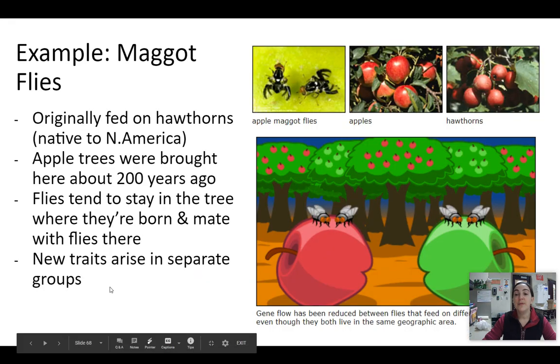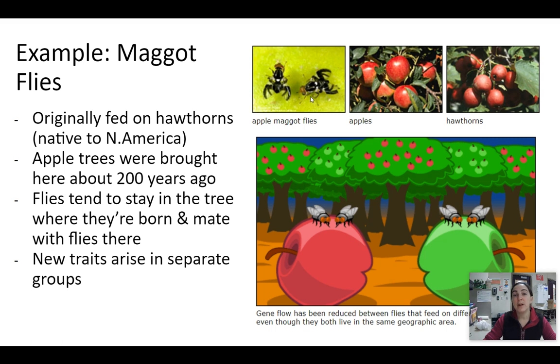Here's an example of behavioral isolation. So this picture in the top left are little flies called maggot flies. Originally, these fed on hawthorn trees, which is this picture on the top right. You can see they look a lot like apples, but hawthorns were native to North America. They've always grown here. But then around 200 years ago, some settlers who were coming to North America brought in this middle picture, these things called apple trees. And some of those maggot flies flew over and said, hey, these taste pretty good too. And so some of them started feeding on apples.